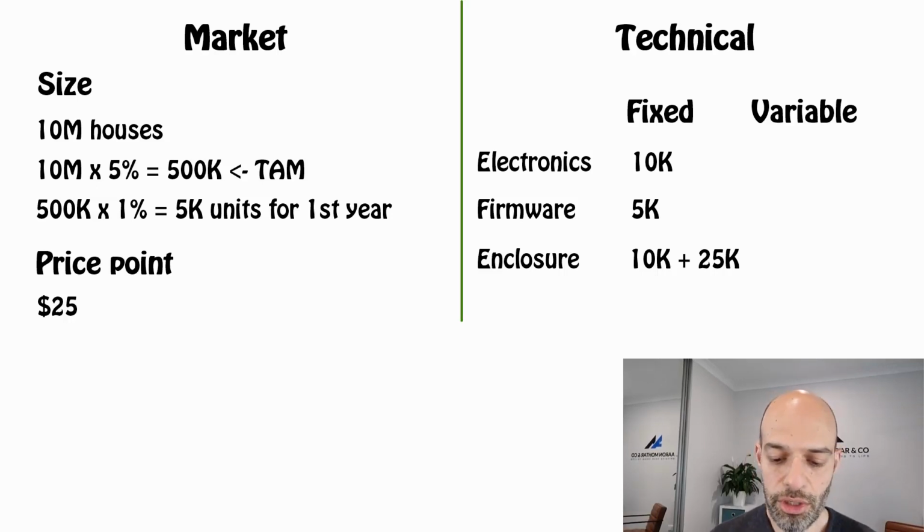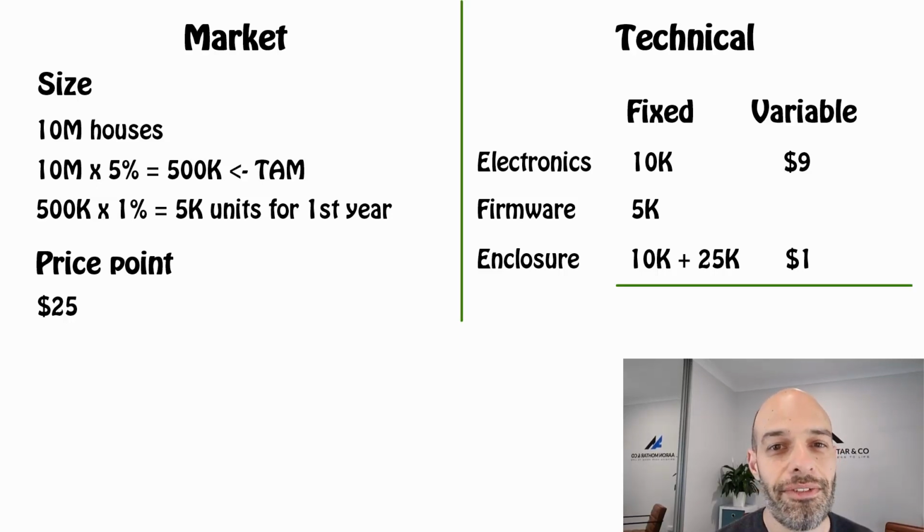Now, in terms of variable costs, how much is each unit going to cost at those quantities? Let's say there's $9 in electronics and about $1 in the enclosure. Something I'm keeping out for now is the packaging of the device. Total fixed cost, $50,000. Total variable cost, a nice even $10.